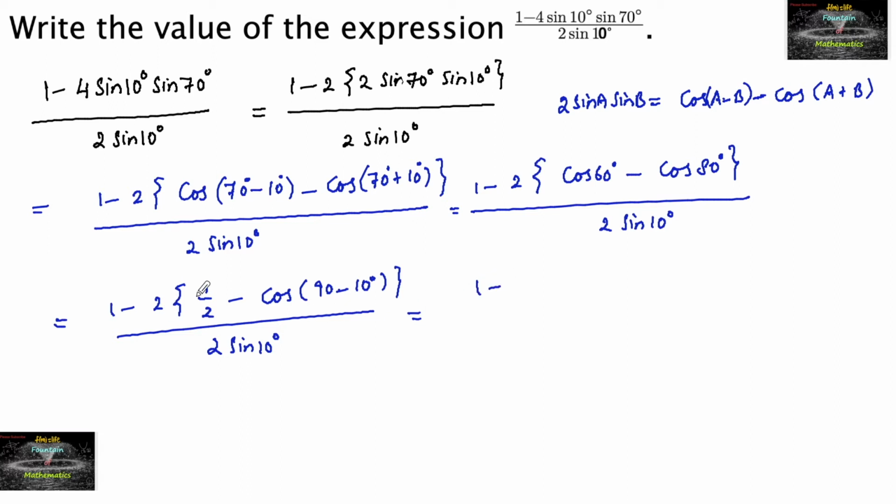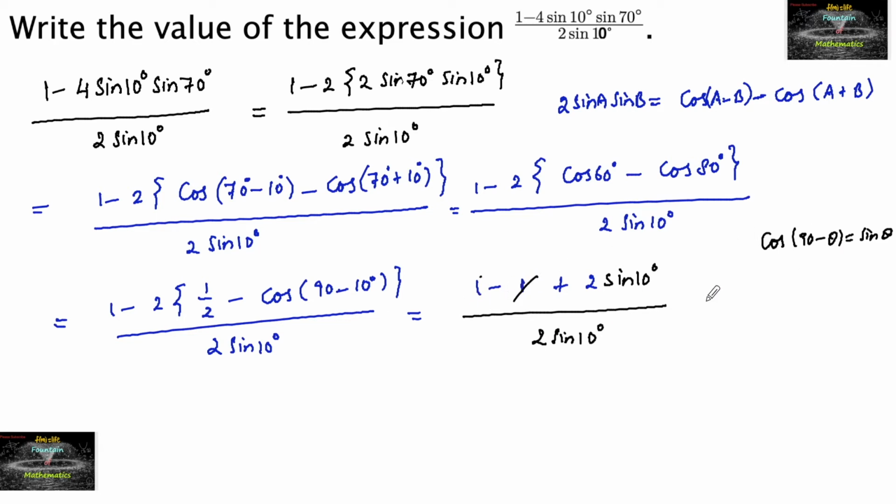So which equals 1 minus 2 into half, that's 1, minus of minus, plus 2 times of cos (90 minus theta). Since we know cos (90 minus theta) is equal to sin theta, cos (90 minus 10) is sin 10. So we can write 2 sin 10 upon 2 sin 10, and 1 and 1 get cancelled here. Both are the same, so we get the answer 1. So the value of the expression (1 minus 4 sin 10 degrees sin 70 degrees) upon 2 sin 10 degrees is 1. Okay, thank you.